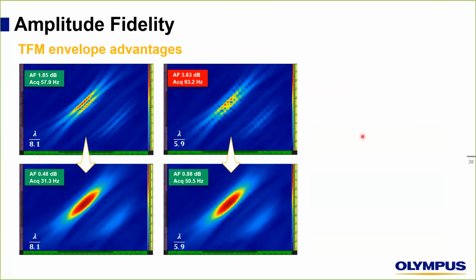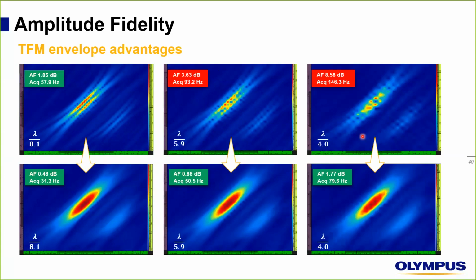We have another example with an amplitude fidelity that is not complying with the code. Here we have 8.58. We have a resolution of 4 points per lambda. And as you can see, we apply the envelope, and the acquisition rate, of course, drops, but the most important parameter here is the amplitude fidelity, which became 1.77 dB. So in conclusion, for the same resolution, if you have an amplitude fidelity higher than 2 dB, by applying the envelope, you can reduce this value and become code compliant.